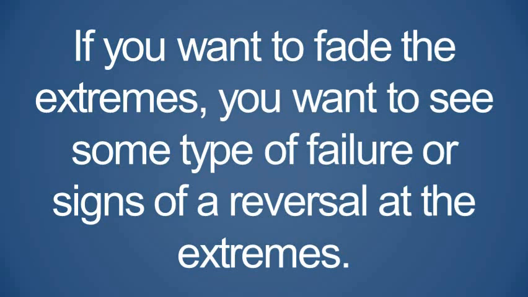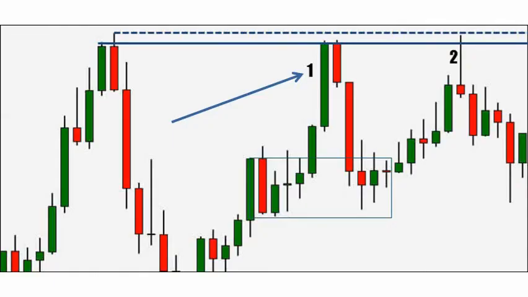Remember that markets cycle through ranges and trends, so eventually one of the extremes is going to break. Now, if you want to fade the extremes, you want to see some type of failure or signs of a reversal at the extremes. Now, on the other side of the coin, you don't want to assume that you're going to have a trading range breakout simply because price moves strongly towards an extreme.